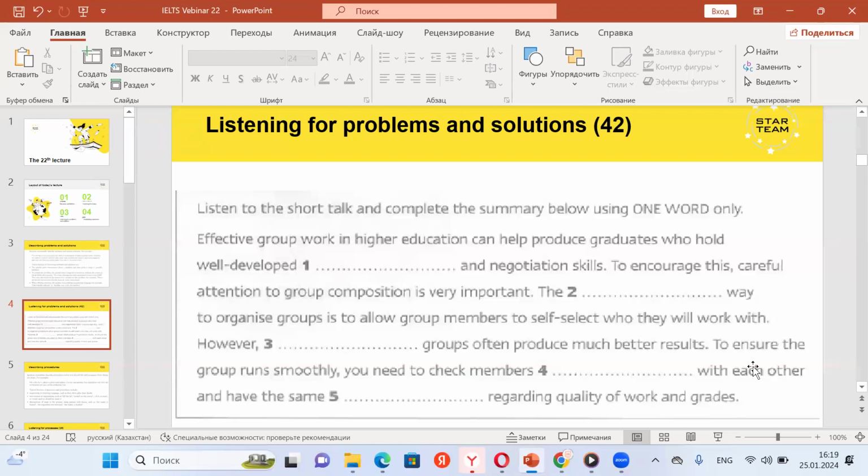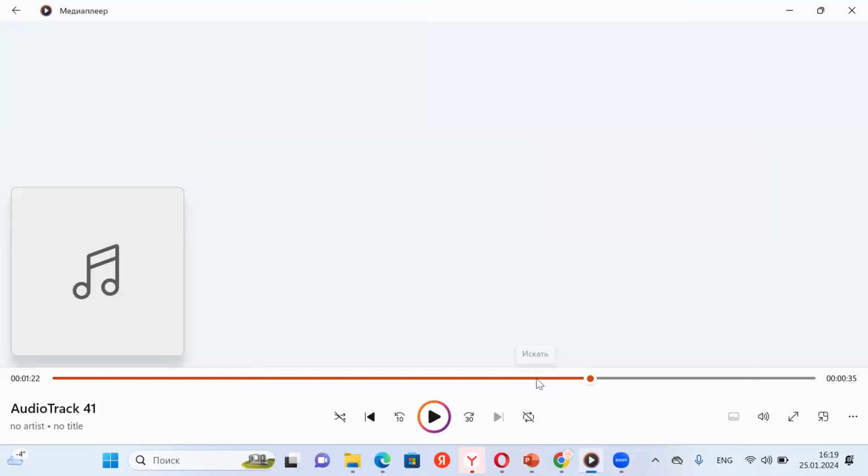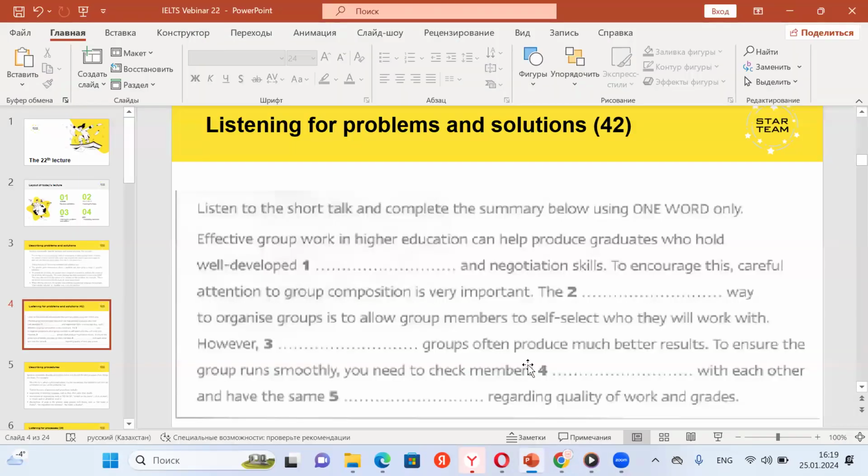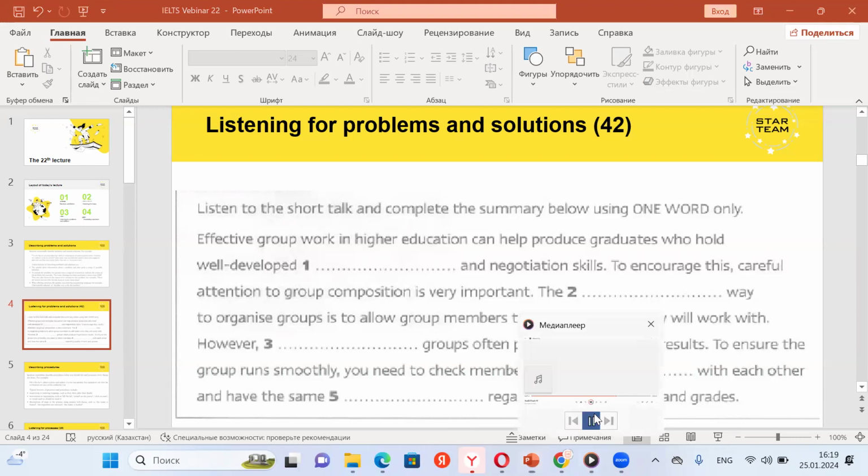So, did anyone catch it? I'll play this part one more time. Context of preparation for the workforce. Then make sure the group members are able to connect with each other through exchanging each other's details. Yes, connect with each other, you're right. Such as phone numbers and email addresses.